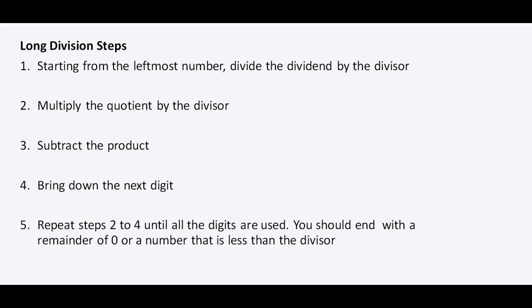So we always start from the leftmost number, and you divide the dividend by the divisor, and then we're going to multiply the quotient by the divisor, subtract the product, break down the next digit, and then we're going to repeat steps 2, 3, and 4 until we have a 0 or a digit less than the divisor as a remainder. Now I'm going to show you what all of that stuff means.